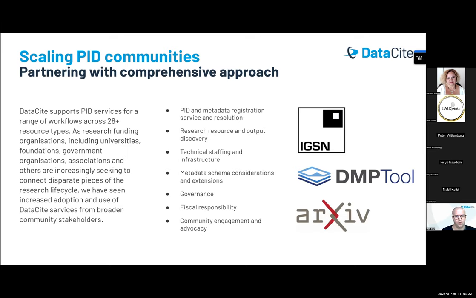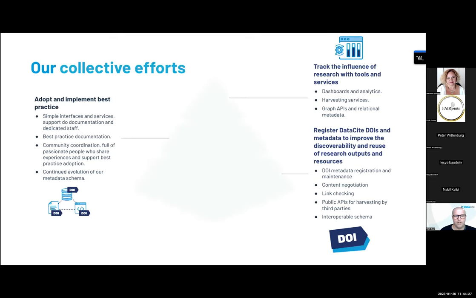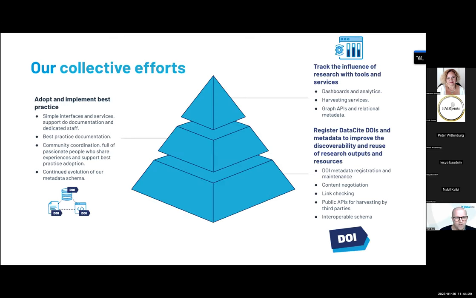and so working together. Our collective efforts really seek to create value in, I guess, three core areas, and in the interest of time, I won't go into too much detail, but fundamentally it's around registering of DataCite DOIs in our context, but persistent identifiers more generally, and the metadata to improve discoverability and reuse. And that also has a number of different services and technology that needs to come with that. So things like the key registration services, but things like content negotiation.